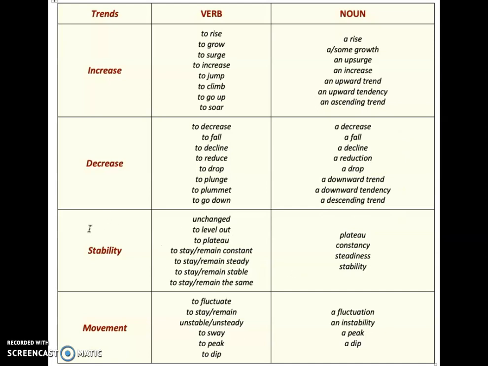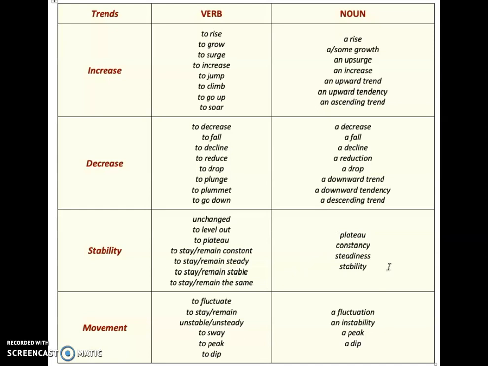Now, if the line was going across the graph pretty steadily, like not really changing, not really going up and down very much, we would be talking about its stability. We could say that it was unchanged, that it leveled out. That means it was level, it was kind of horizontal. Or a plateau is the same thing, it's horizontal, or it remains constant, it remains steady, remains the same.